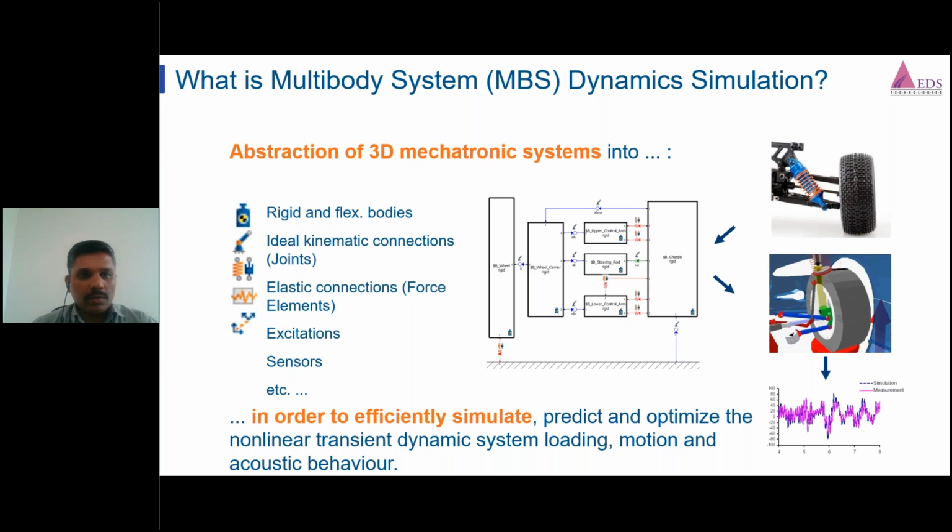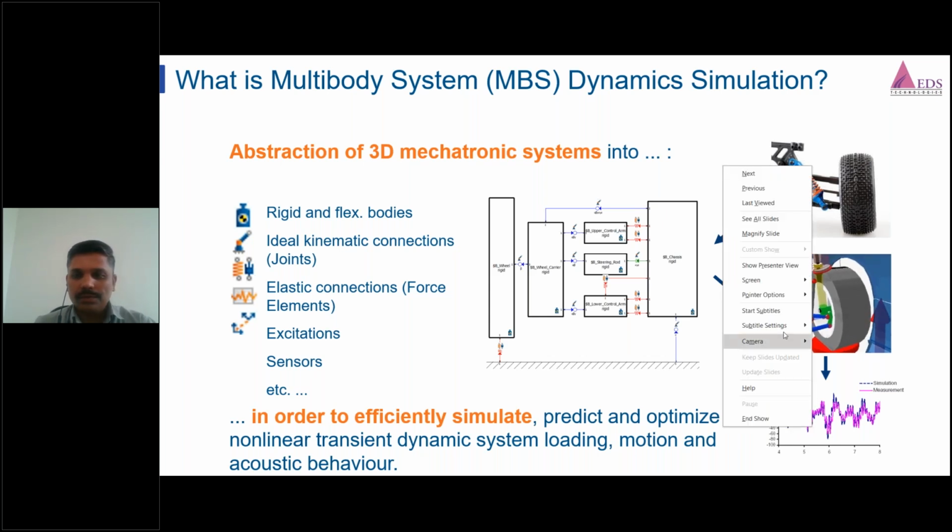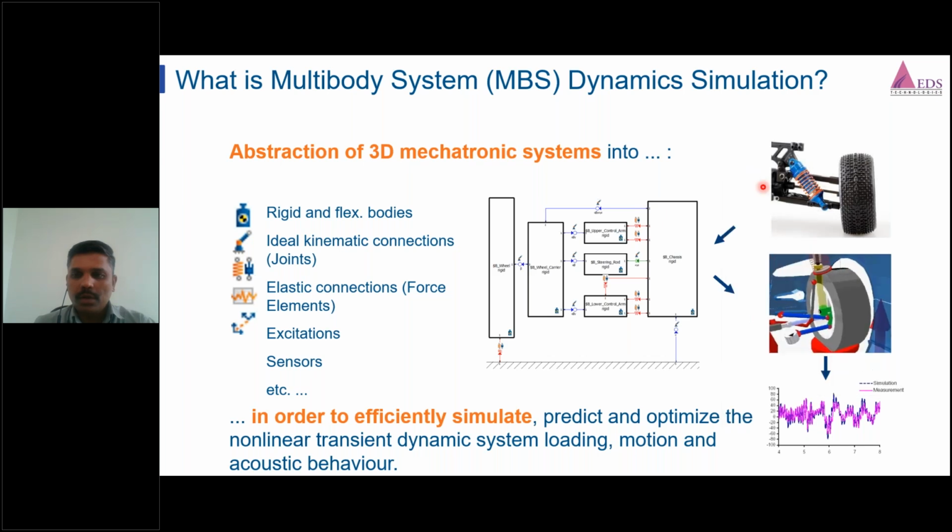So what is multibody simulation, or dynamic simulation? It is an abstraction of 3D mechatronic systems into rigid and flexible bodies, joints and connections, force elements, excitation sensors, etc. If you see here, this is the real system, and for this real system we first need to draw what is called a 2D topology. This is an abstraction of the 3D mechatronic system.